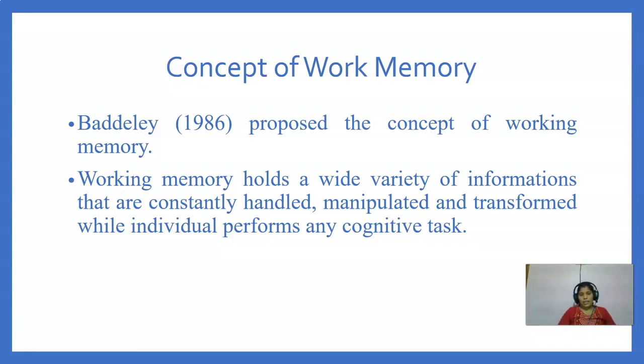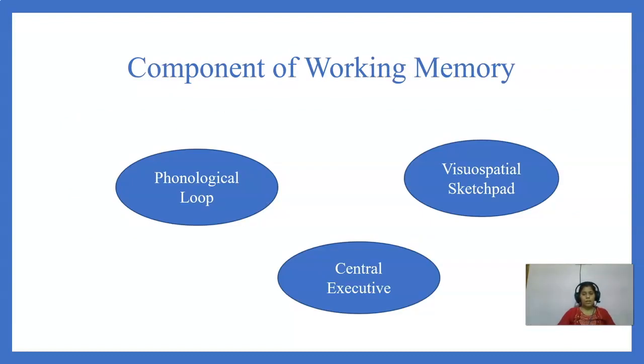Alan Baddeley gave the concept of working memory in 1986. Working memory holds different kinds of information that we need to constantly manipulate and use to do any cognitive task. Let me give you an example. Suppose I want to solve a mathematical problem. For that I need to use some formula. I'm holding that formula in my short-term memory, in my working memory, and I'm constantly manipulating and using that information while solving the problem.